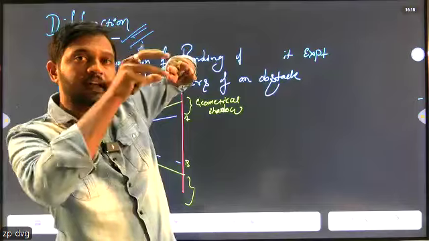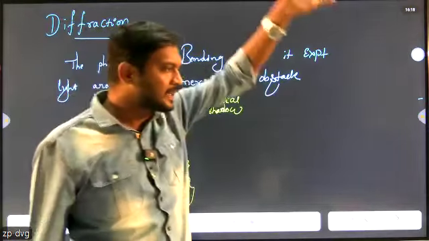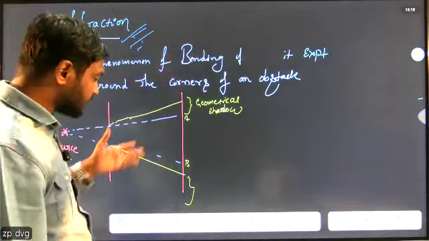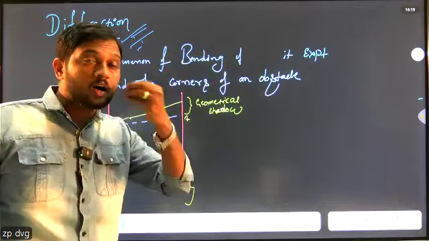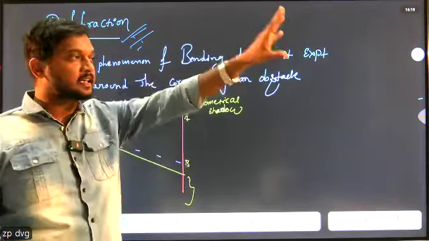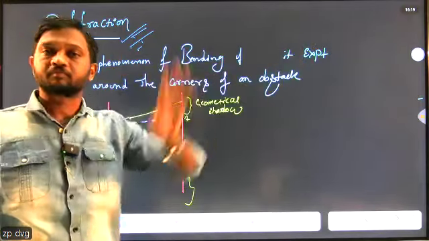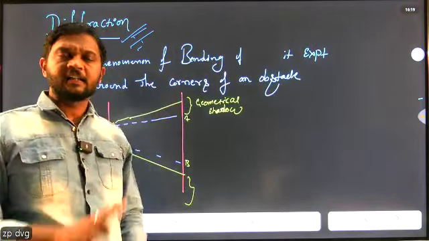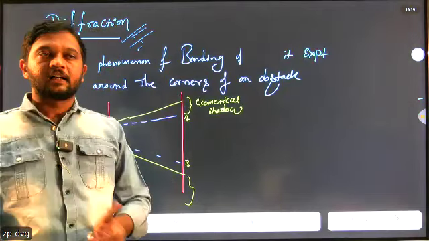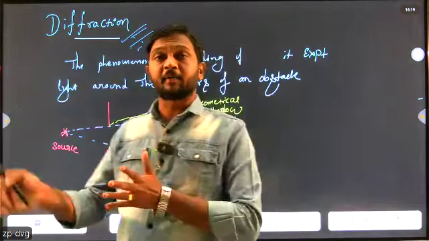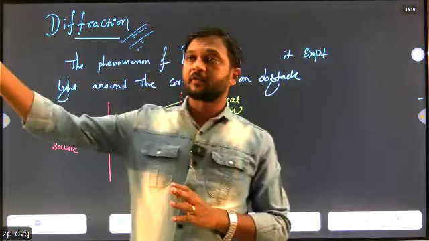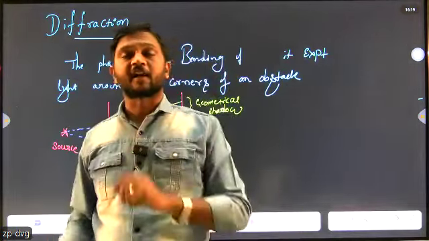Just observe clearly. What are the characteristics? What are the diffraction maxima? What are the diffraction minima? And what fringe is formed exactly at the center of the screen? This is called diffraction, and it is different from interference. So what is the difference between interference and diffraction?